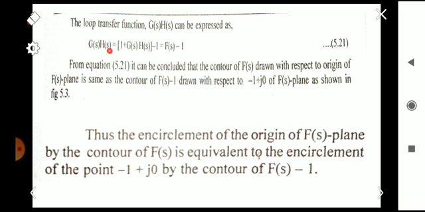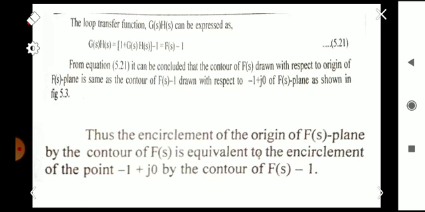Here F(s) is 1 + G(s)H(s), so we are writing G(s)H(s) as a function of F(s), that is, G(s)H(s) = F(s) - 1. Instead of plotting F(s), that is 1 + G(s)H(s), it is enough to plot G(s)H(s) alone, that is F(s) - 1. We plot this F(s) - 1 and observe the encirclement of the -1 + j0 point.